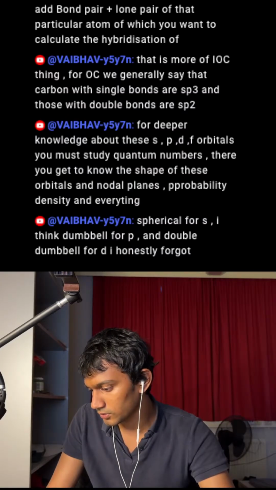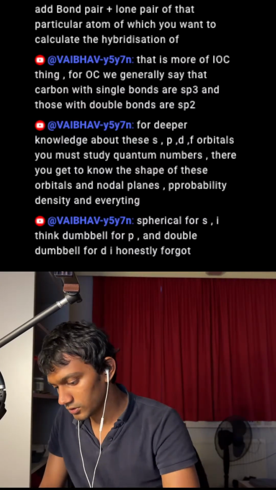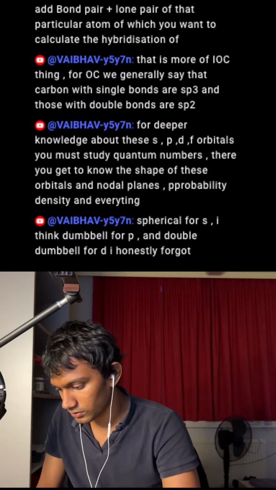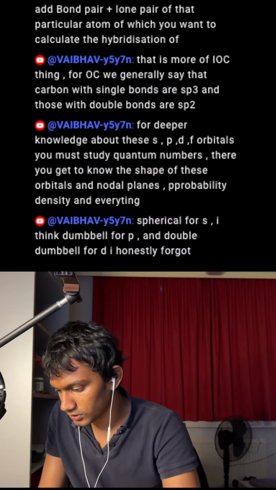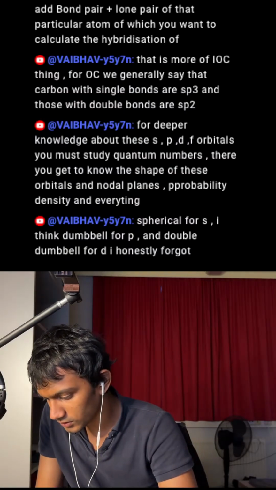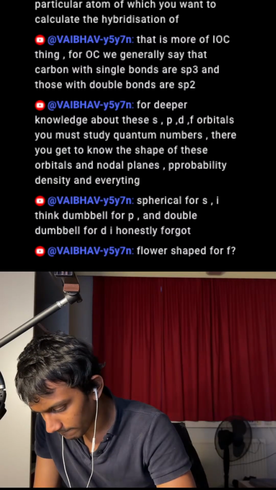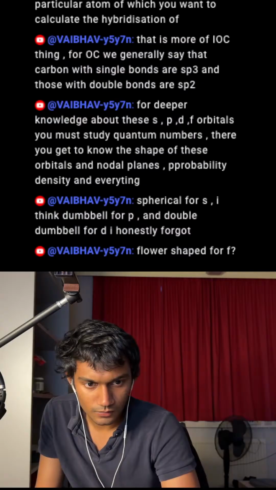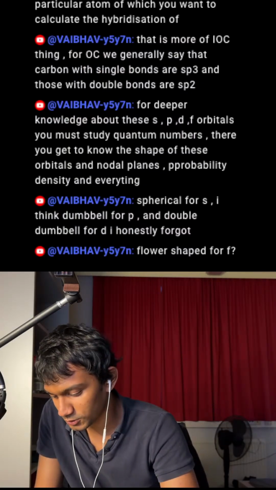I did forget those. Let me search if I got the note. General simplification. What? That's not it. Flower shaped for F? Nah, F is fucked up shape.